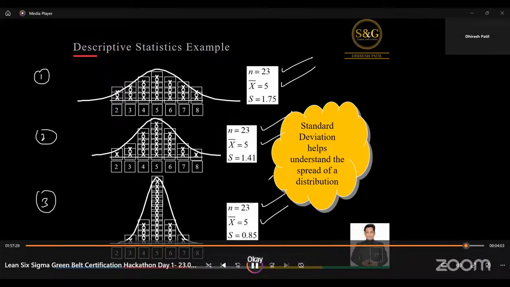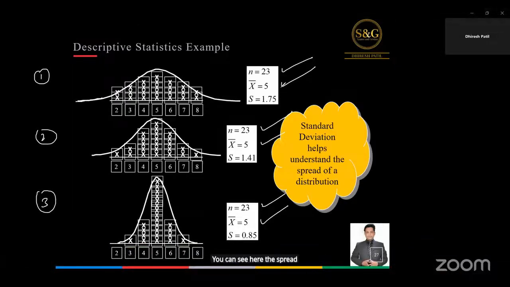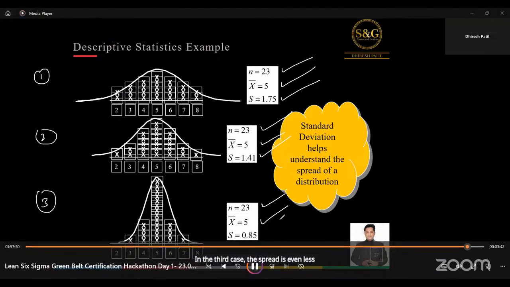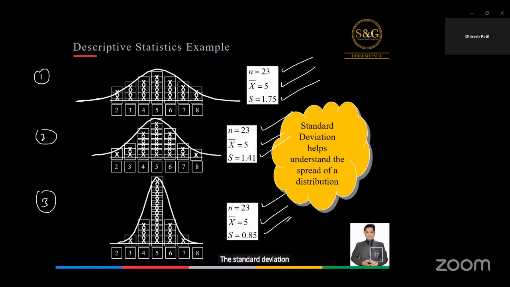What changes is the standard deviation. You can see here the spread is high. The standard deviation is high, 1.75. In the second case, the spread is less. The standard deviation is 1.4. In the third case, the spread is even less. The standard deviation is the least, which is 0.85. So, more the spread, more the standard deviation; lesser the spread, lesser the standard deviation.